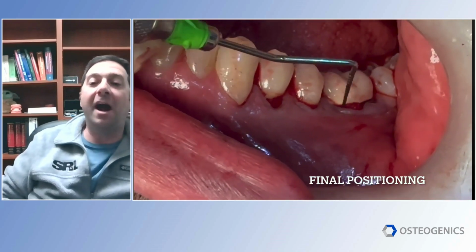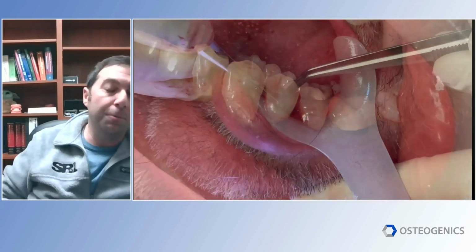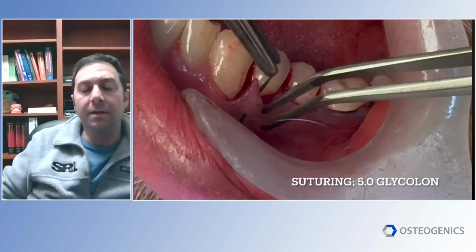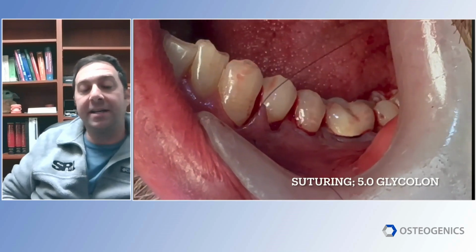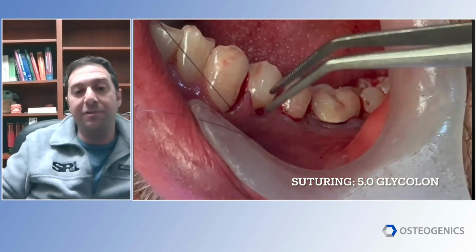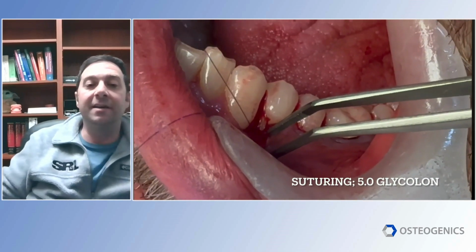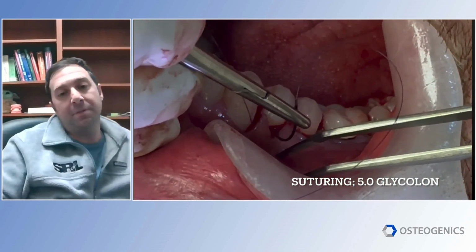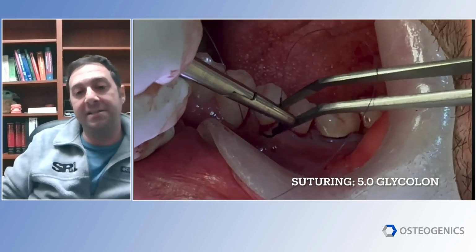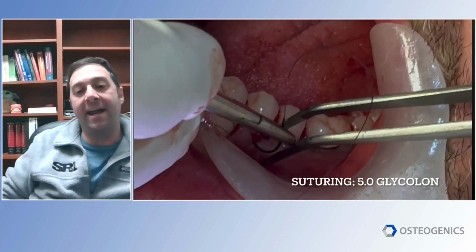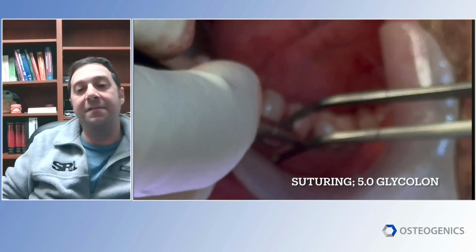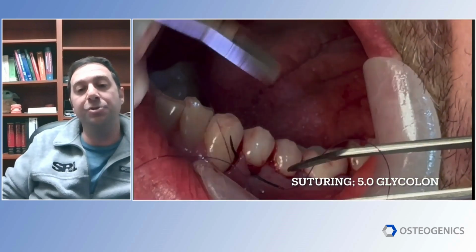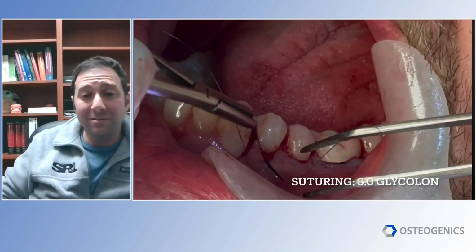So here I'm doing some final positioning with a periodontal probe and using glycolon here to suture. I use glycolon for soft tissue procedures because it resorbs, and it's a monofilament, so it wicks up less plaque. Tissue likes it a little bit better too in my hands compared to multifilament type sutures, but use whatever you want.